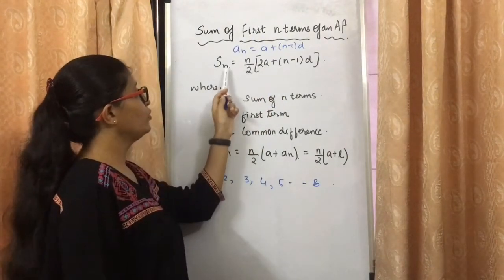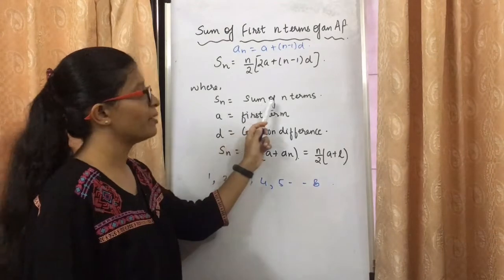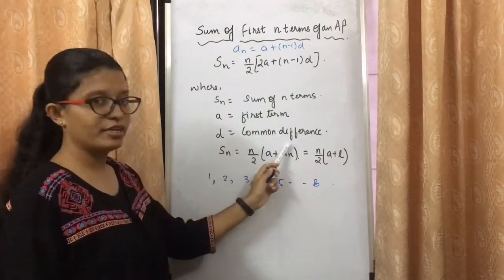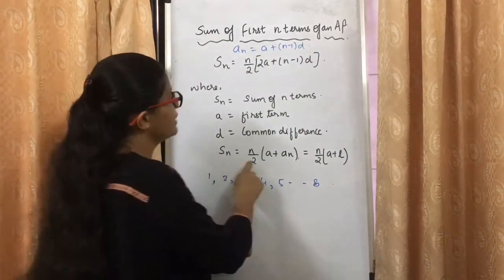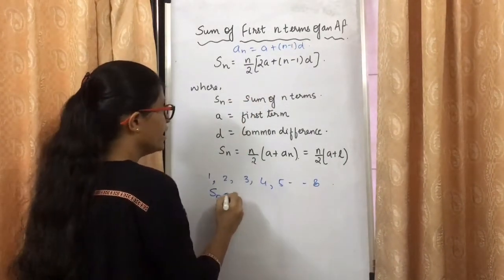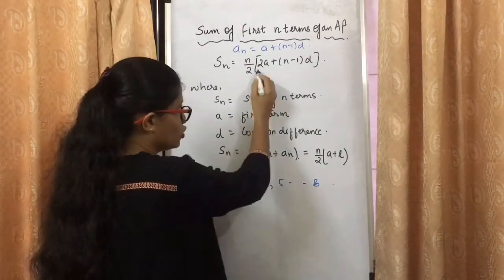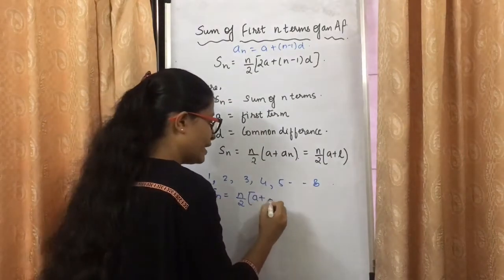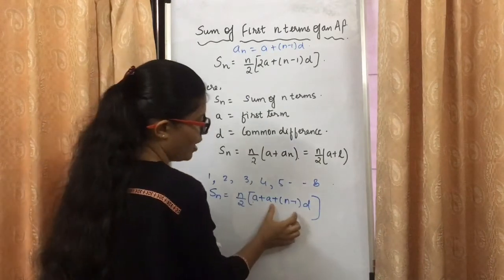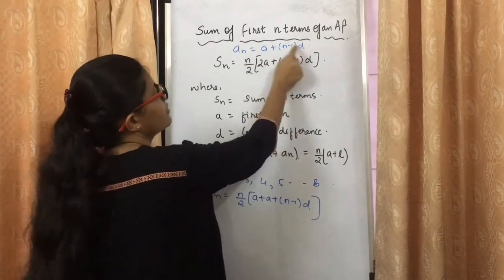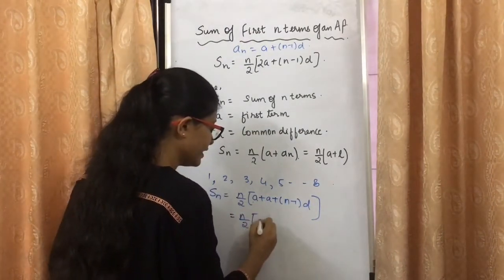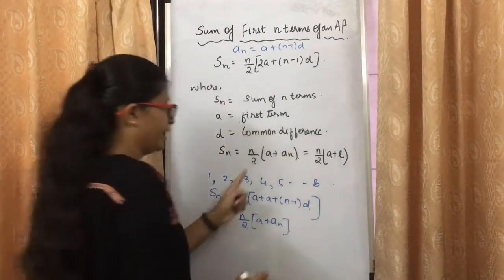Now what do we mean by Sn? Sn is nothing but the sum of n terms. a is nothing but the first term, which we already know. d is the common difference. And if I write 2a as a plus a, let's see here. Sn is equals to n by 2. Splitting 2a, I am writing it as a plus a, and (n minus 1) into d remains as it is. Can we see this part? a plus (n minus 1) into d is nothing but an. So we can write this formula as a plus an.